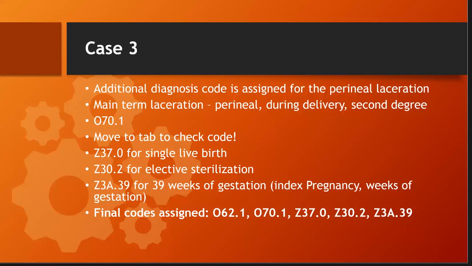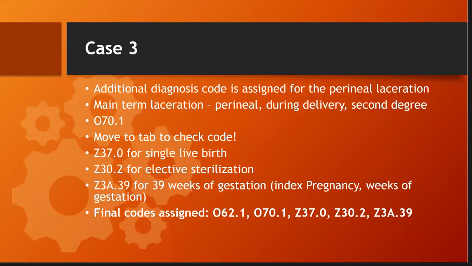And then of course we have to assign codes for her outcome of delivery, which is a single live born child. In this case, I believe it was a male. We also have to assign a code for her weeks of gestation, which is 39 weeks. And we also have to assign a code for her elective sterilization. We end up with 6 ICD-10-CM diagnosis codes.